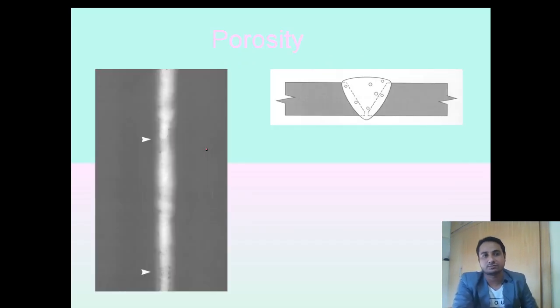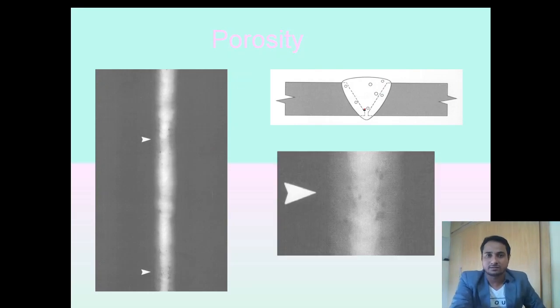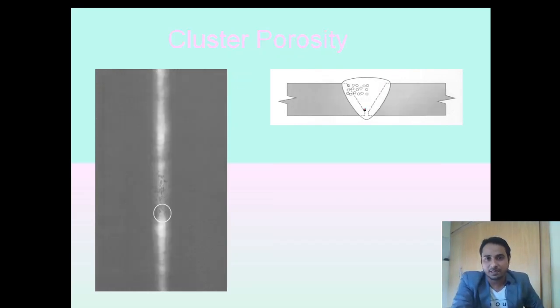Porosity we have seen as small dots. See the porosity in detail. Now this is cluster porosity. In cluster porosity, lots of dots will be in a nearby area, and here also in the RT film you can see this is cluster porosity.